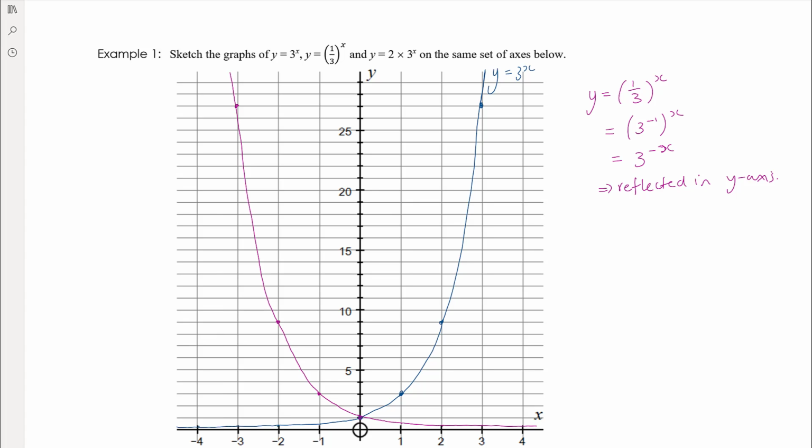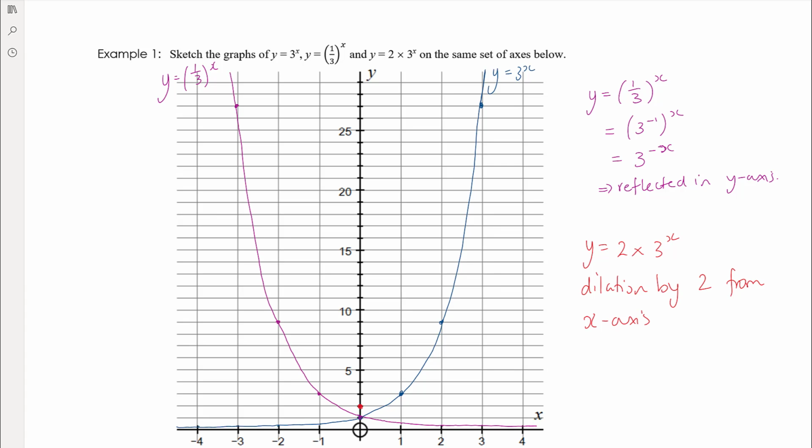Okay, so our purple graph is y equals 1/3 to the power of x. And then finally the last one is y equals 2 times 3 to the power of x. So this is a dilation by a factor of 2 from the x-axis. So when we dilate from the x-axis, all the y coordinates are being doubled. Okay, so for example, instead of going through (0, 1), it'll now go through (0, 2).